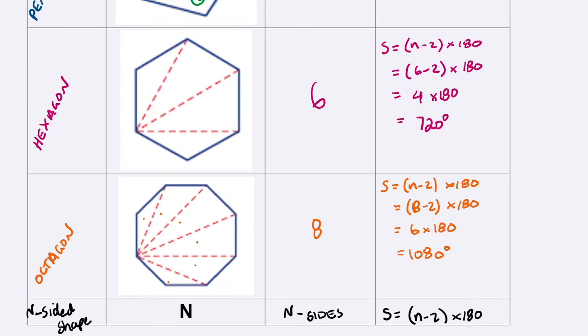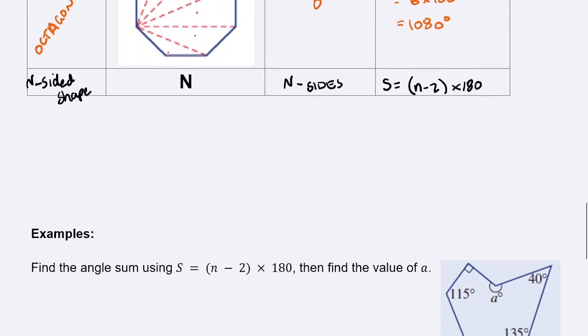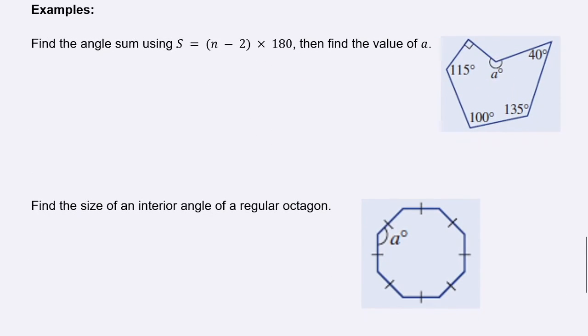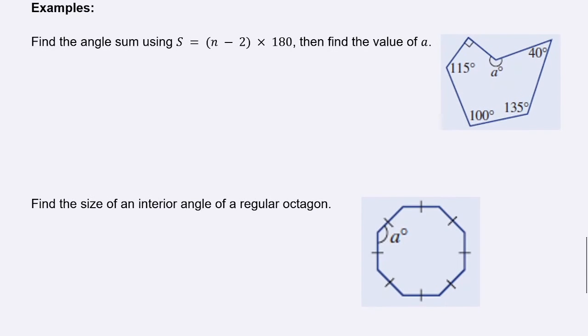Alright, let's have a look at our examples now. Alright, we have 2 examples. Here's our first one. Find the angle sum using our formula, and then find the value of A. So we actually have a non-convex shape for this one. Okay, so we know first and foremost it's going to be over 180 degrees, just by looking at the fact that it's a reflex angle, and we can sort of work with that as a check on the reasonableness of our answer when we get there.